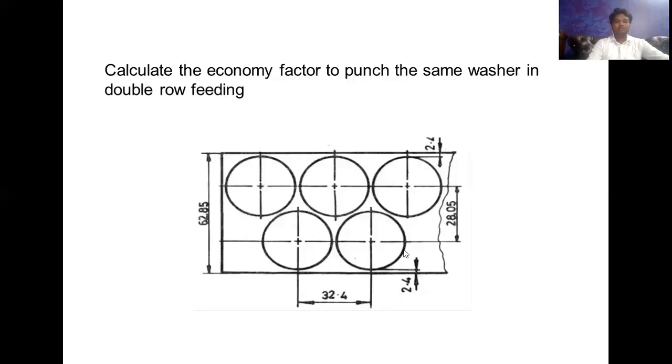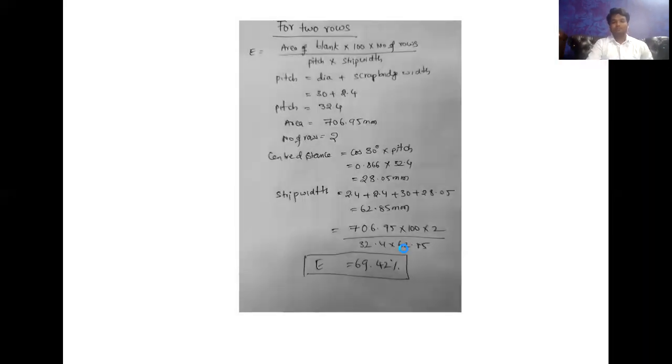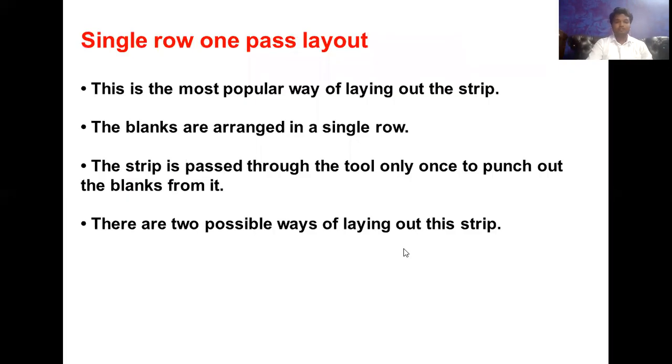So this is a very important problem. All the students are requested to please take note of that and practice well for the other problems that are given in the textbook also. So single row one pass layout, we'll see what is the significance of this one and what is the significance of double row pass layout.